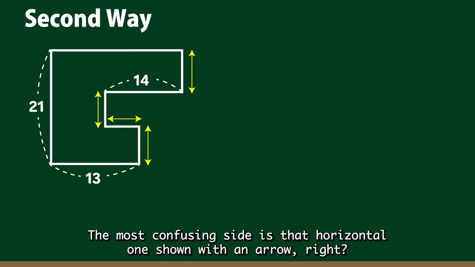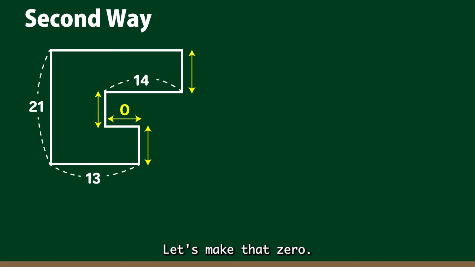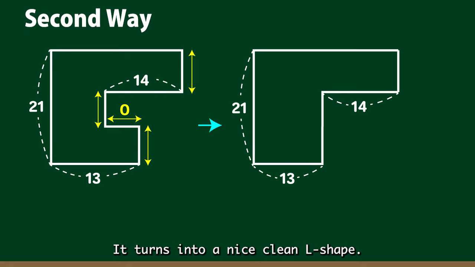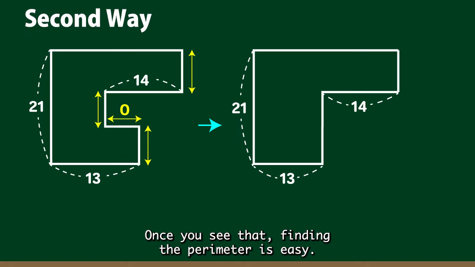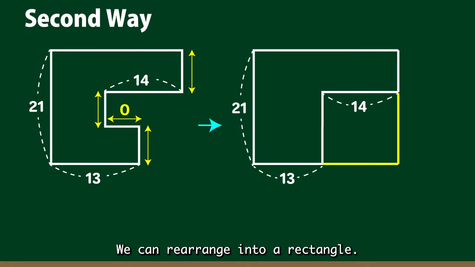The most confusing side is that horizontal one shown with an arrow, right? Let's make that 0. Now the shape becomes a lot simpler. It turns into a nice, clean L shape. Once you see that, finding the perimeter is easy. We can rearrange it into a rectangle, like this yellow outline here.